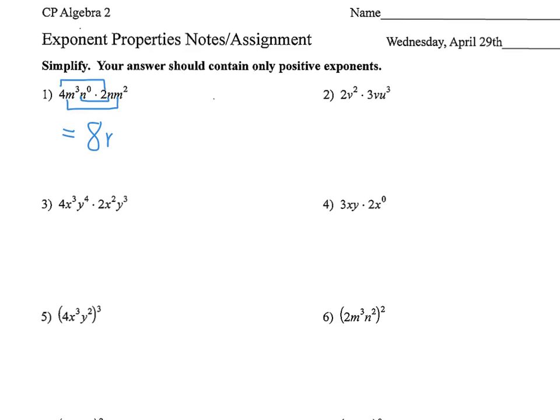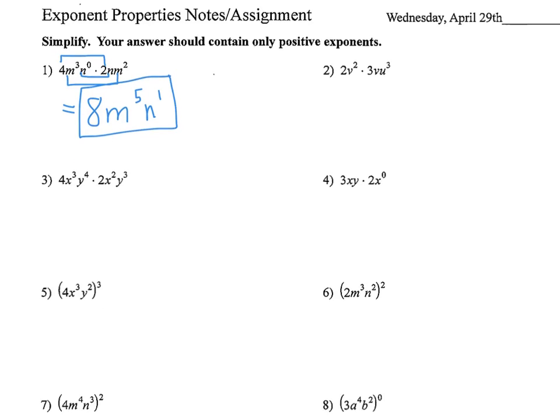My m's add together and give us 5. My n's add together and give me 1. I don't have any zero exponents now, nor any negatives, so that's my final answer. That's how we multiply, strictly multiply.